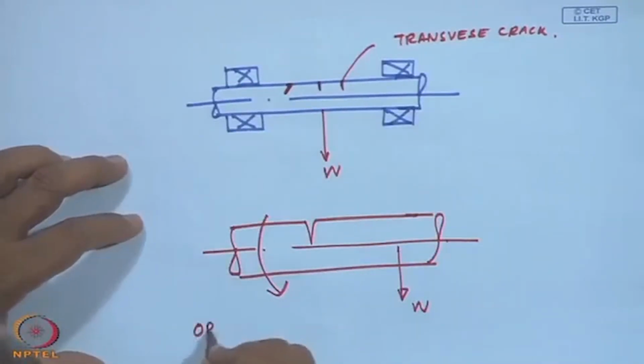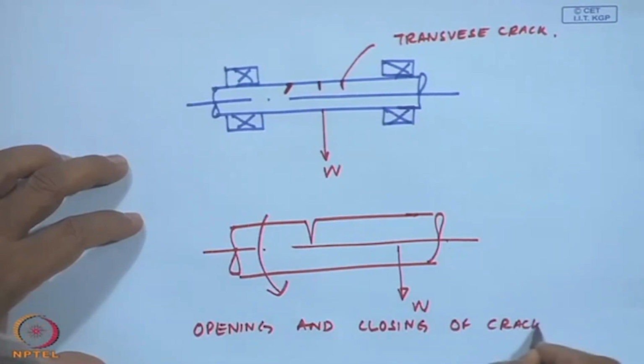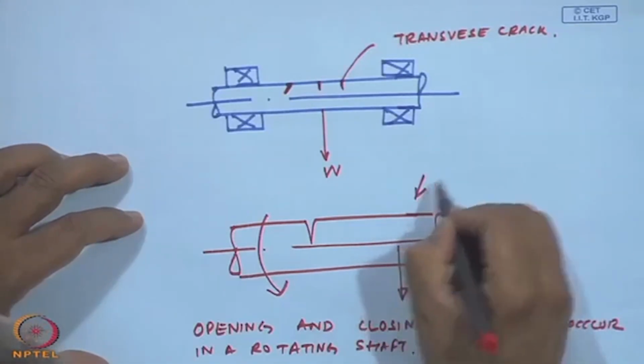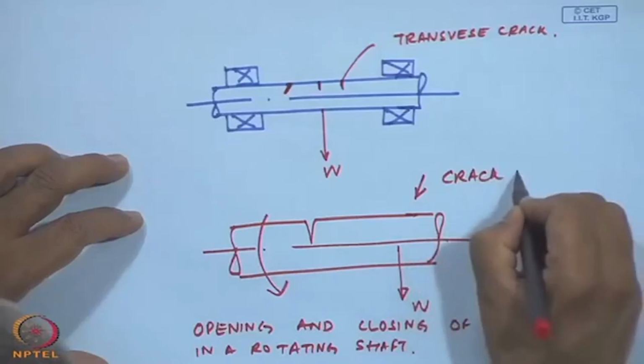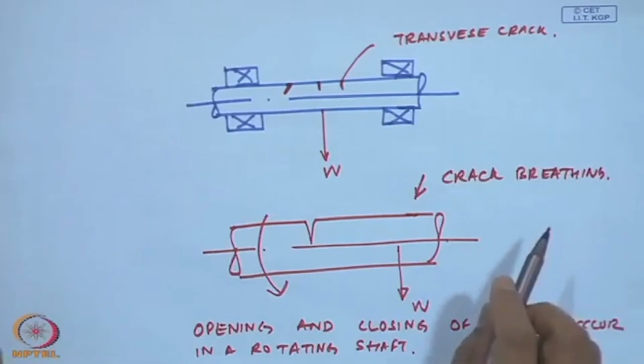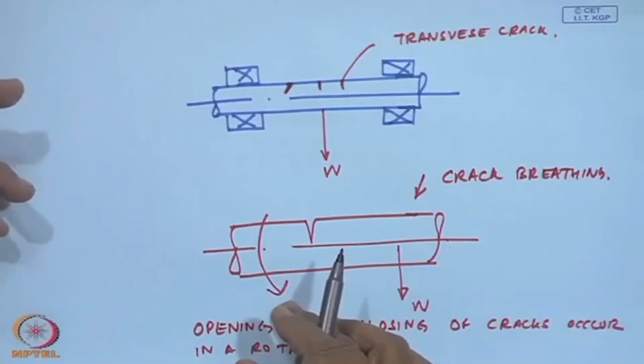So, this opening and closing of cracks occurs in a rotating shaft, and this is known as crack breathing. Now, to our naked eyes, at times this will not be visible at all.